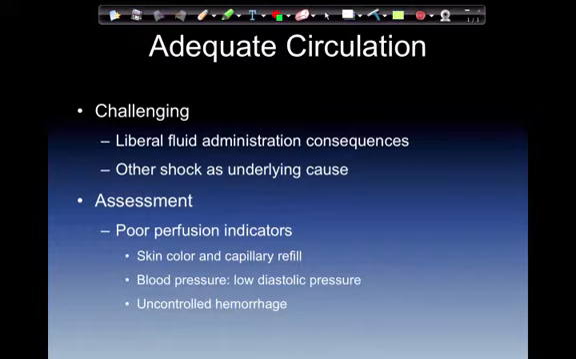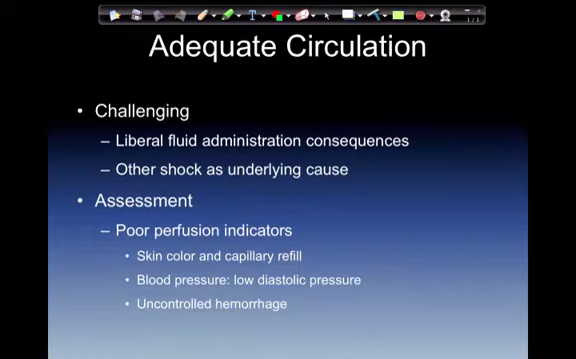Other shocks may be present as well. Don't get tunnel vision, there's just one type of shock. There may be hemorrhagic shock present. If they've had spinal cord trauma, there may be neurogenic shock present. So keep your options open, if you will, and be sure that the clinical assessment on each one of these is clearly seen, and then that clinical indication formulates your field diagnosis.